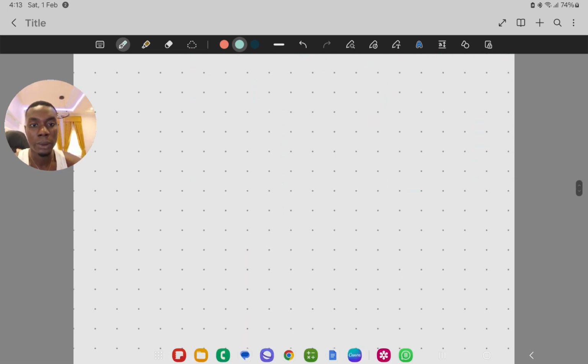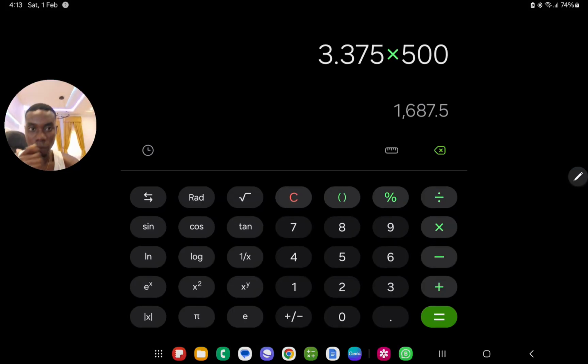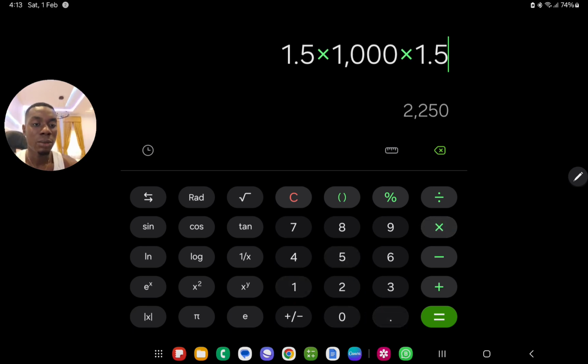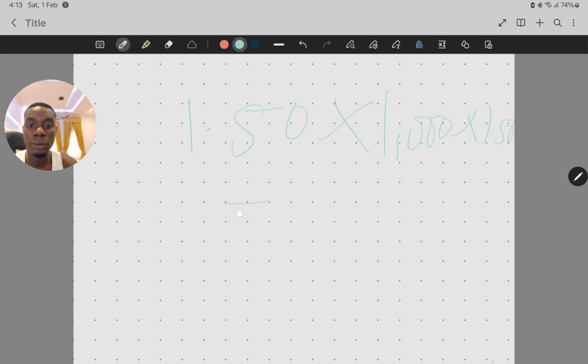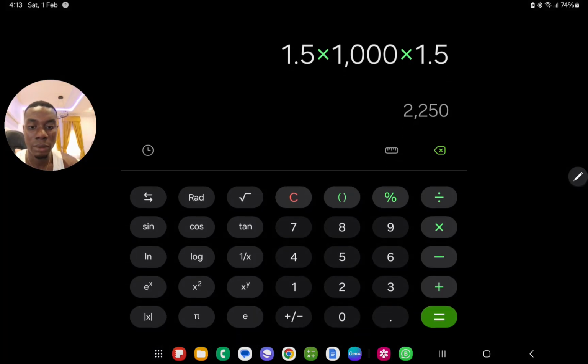let me go back to the calculator. That will give us 1.5 times 1000 times 1.5. That will give us 2250. Give us close to 2250. You can see, right? If I'm not mistaken. Yeah, 2250.